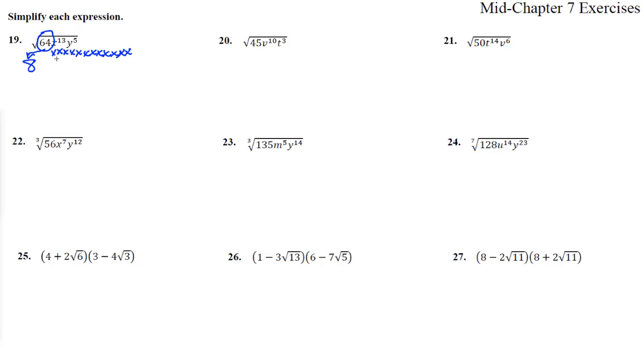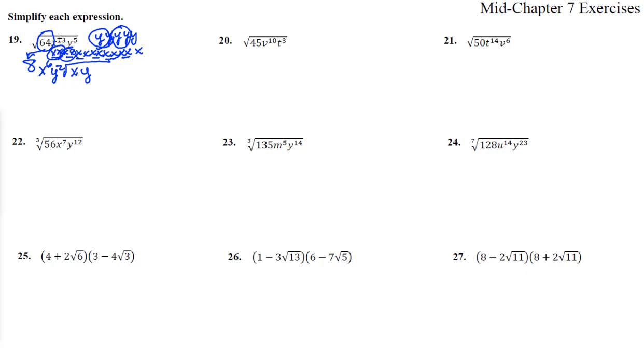And so we get 1, 2, 3, 4, 5, 6. Oh, we left one. So we get 6 perfect pairs, which, yeah, 13 divided by 2, that's x to the 6th. Each one of these comes out as an x, but one of them has to be left in there as an x. And then we have 5 y's. 1, 2, 3, 4, 5. Each one of these pairs comes out of that square root. That's a perfect square. That's a perfect square. So we get y squared coming out. And 1 is left over.